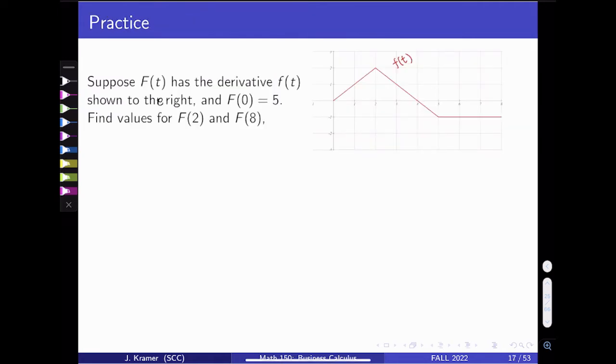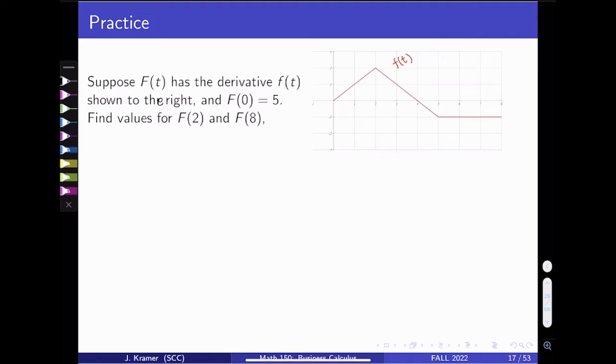Let's take a look at an example. Suppose capital F of t has the derivative little f of t, and that's shown to the right. I've notated on the graph that the red curve here represents little f of t, and its antiderivative would be F of t, and we know that the integral is the area under the rate of change curve bounded by the x-axis. So that's the association we're making here, that the antiderivative is the definite integral.